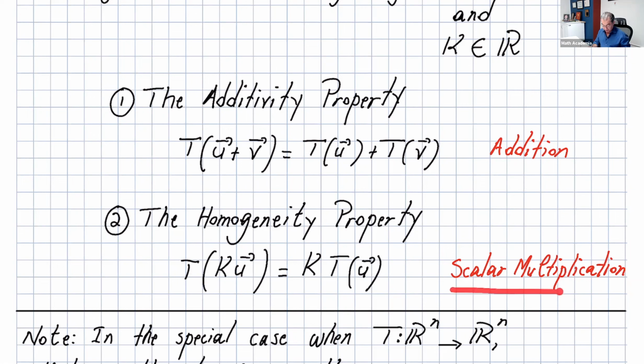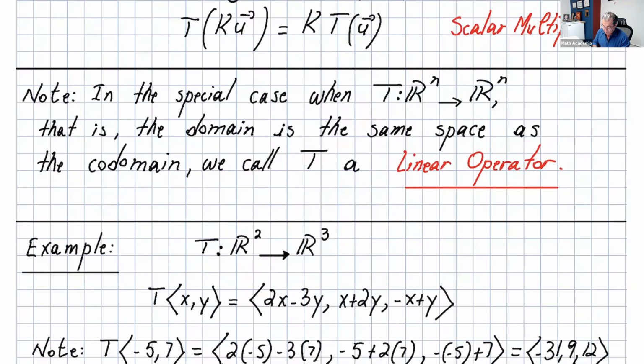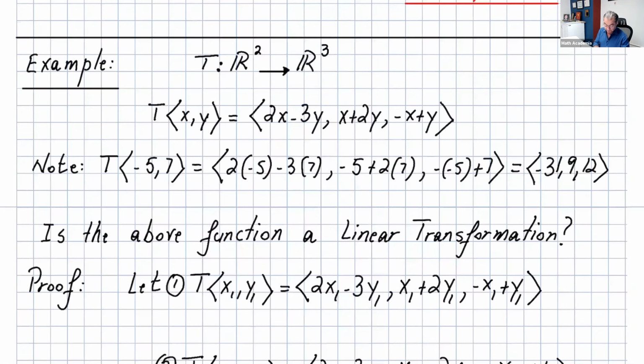scalar multiplication. Now there's a special case where the transformation goes from Rn to Rn. The domain is the same space as the codomain. We call that type of transformation a linear operator. So please remember that word. Now let's do an example.